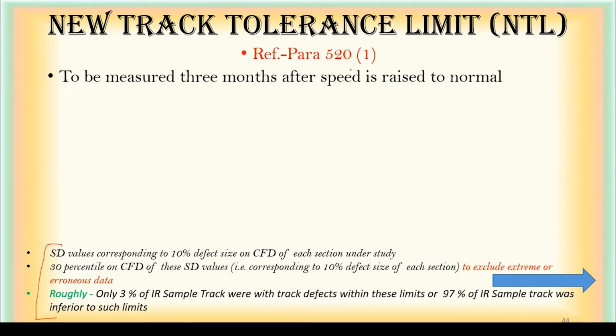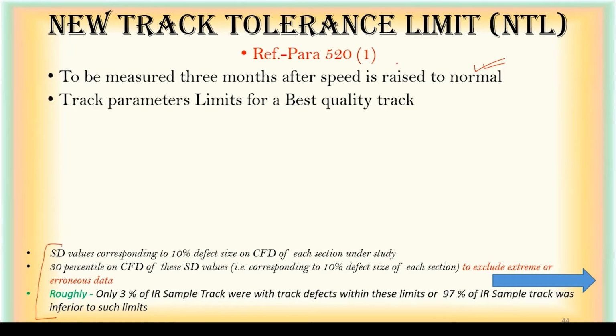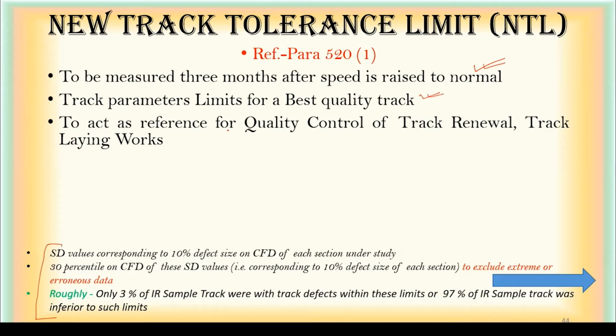This will be compared with track parameters which have been measured 3 months after speed is raised to normal. So we should not compare the track measurements immediately when the section is being taken or has been taken. We have to wait for 3 months and then take the measurement, and those measurements will be compared. This parameter sets a track output quality which is of best quality, and this acts as a reference for quality control of track renewal work or track laying works or new track works.